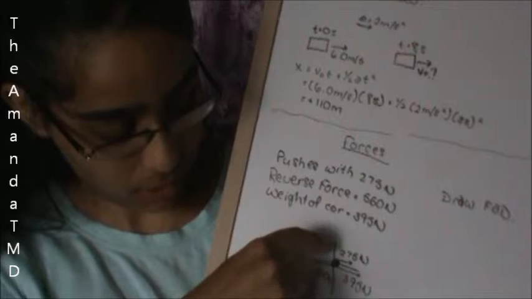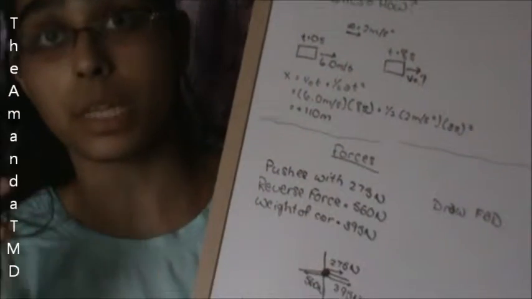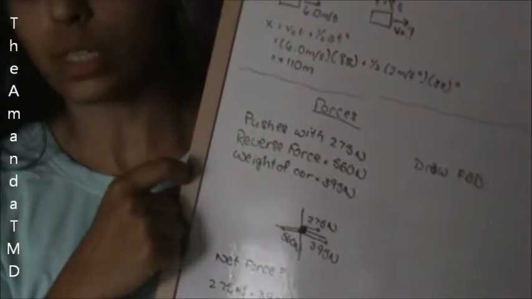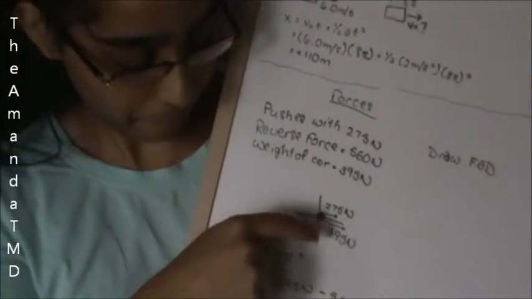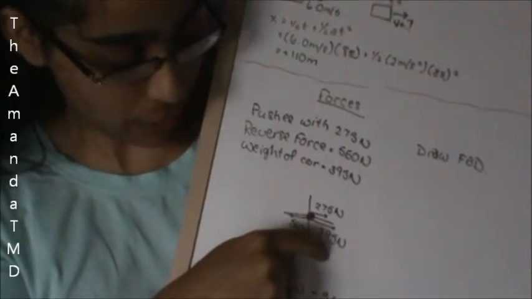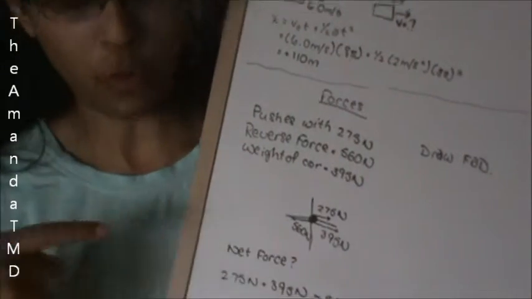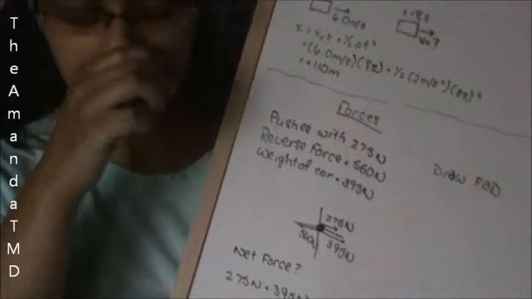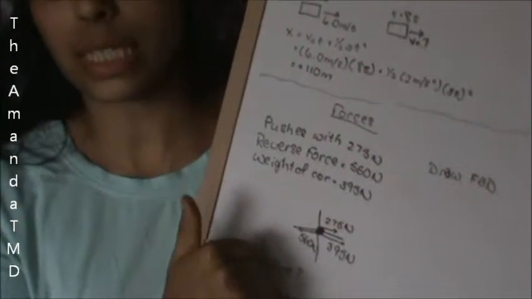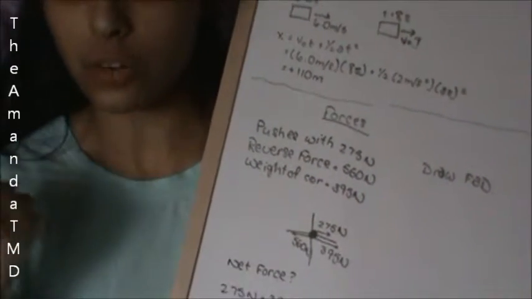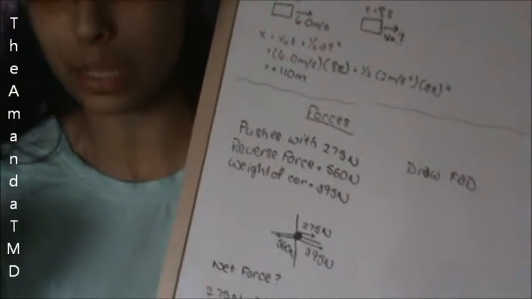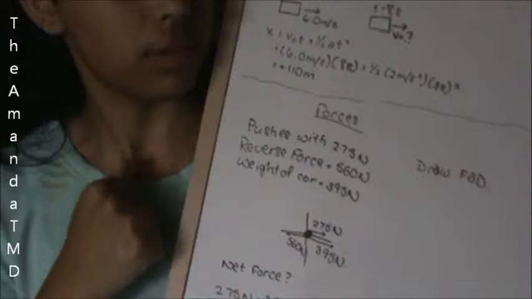As you can see, 275 newtons is being applied to the right. That is the force of the people pushing on the car, and a 395 newton force going in the same direction, because that's the weight of the car. The 560 newtons is going in the reverse direction because the car is also pushing back on the people who are pushing the car.